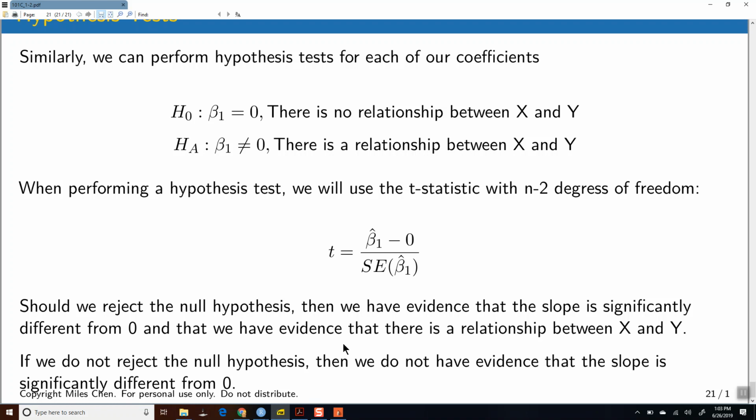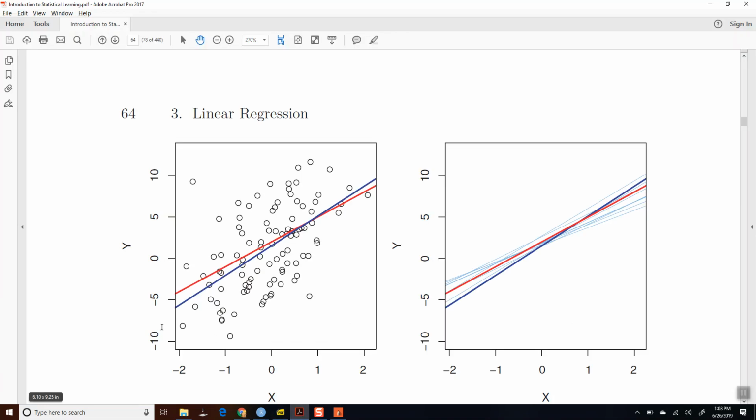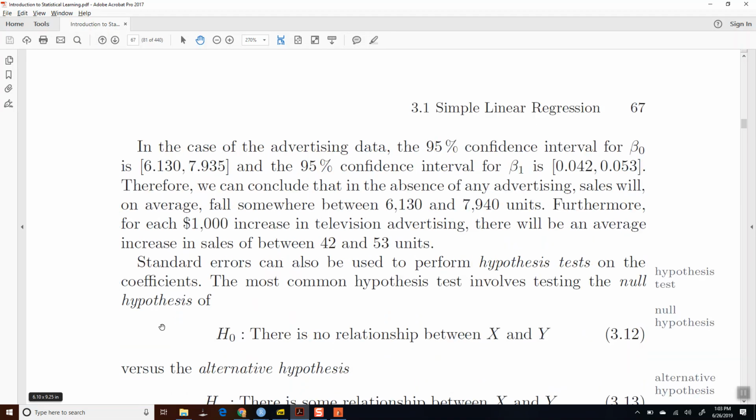All right, so far okay? All right, this is where I ran out of time.